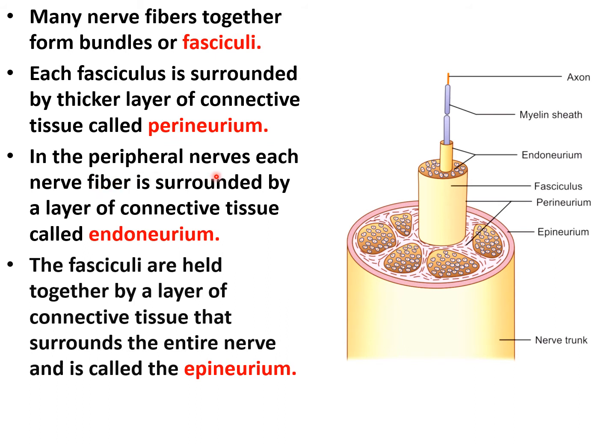And in the peripheral nerves, each nerve fiber is surrounded by a layer of connective tissue that is known as endoneurium. So here this is a nerve fiber and that is surrounded by a layer that is known as endoneurium. And the fasciculi are held together by a layer of connective tissue that surrounds the entire nerve, and that is known as epineurium. So this one is an epineurium.